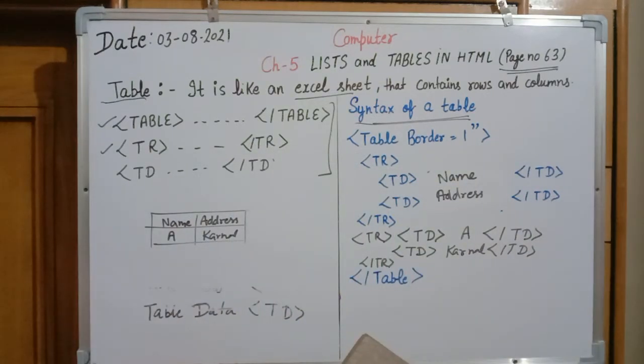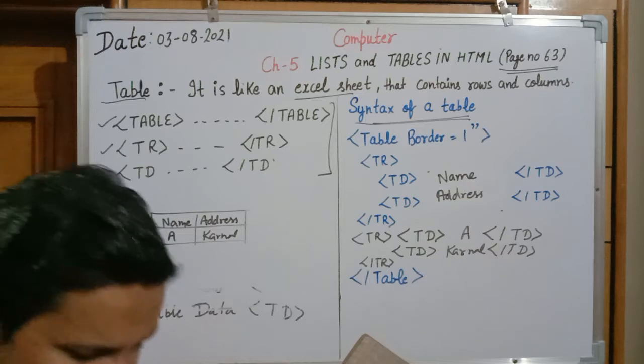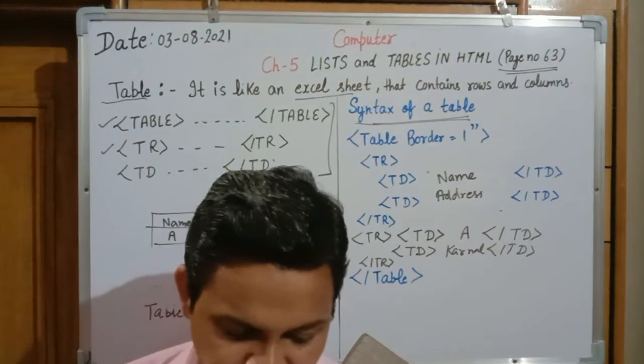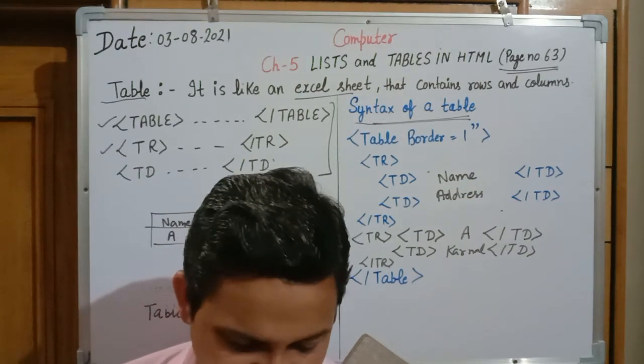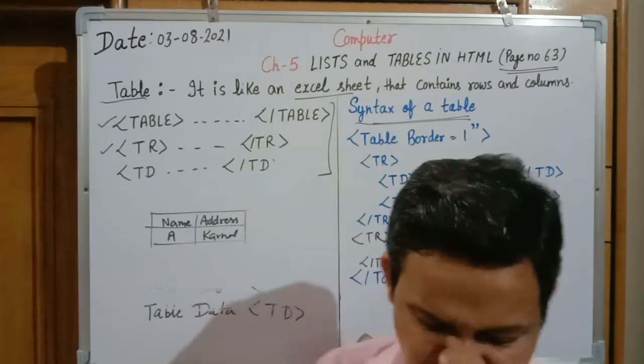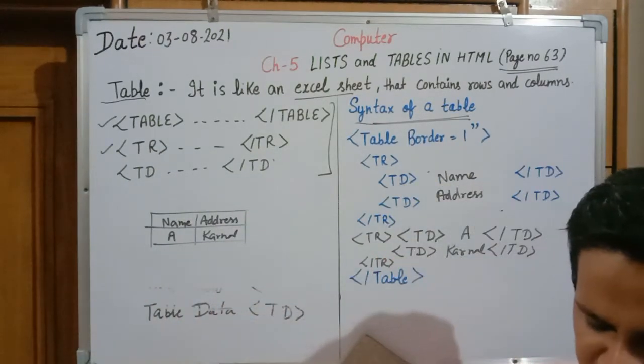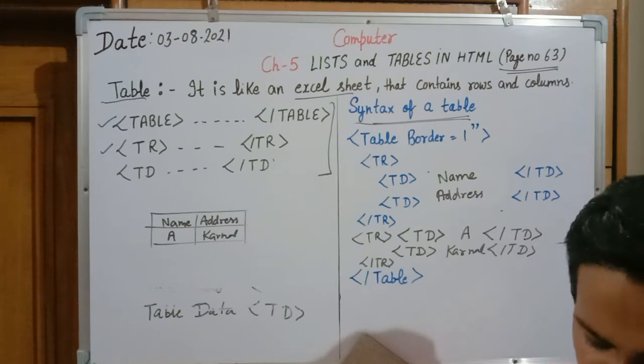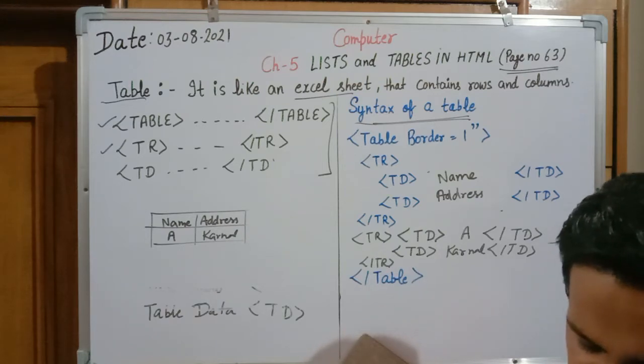Now go through the book's example. In your book on page number 64, one example is given. We have to create the table of ABC Public School. In this table we have three columns: name, marks and result. And we have four rows. Four rows and three columns are there.